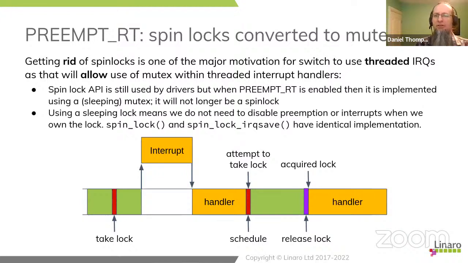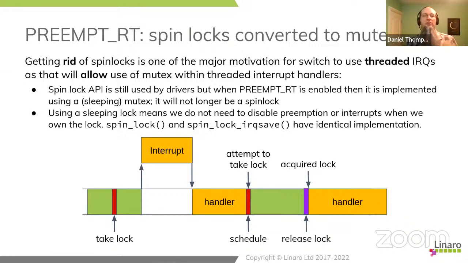So getting rid of spin locks means that we've now got our hardware interrupt here. It's then triggered the first level handler, which may take a lock, which is a sleeping mutex now. So the thing that actually originally owns the lock runs until it releases it, then the handler comes back and completes the task.